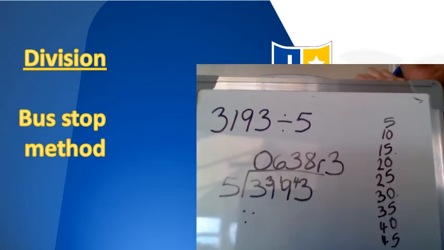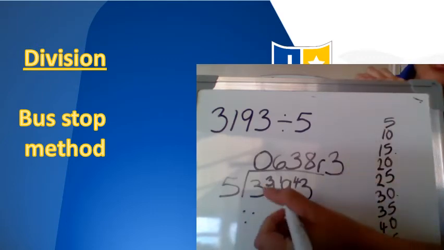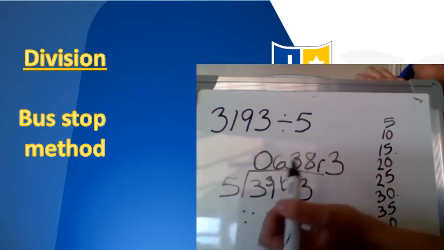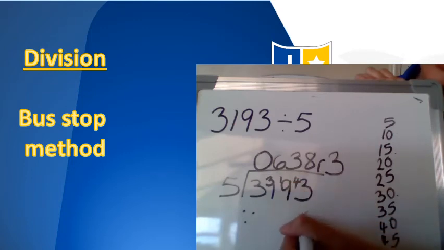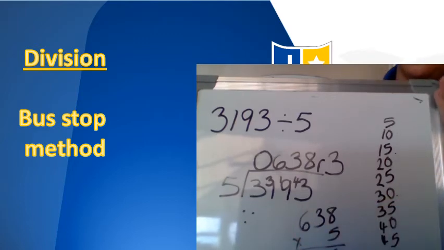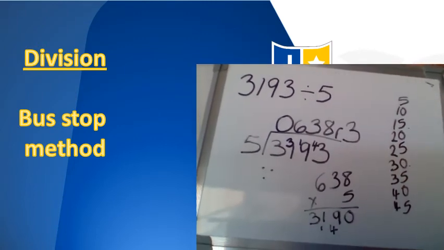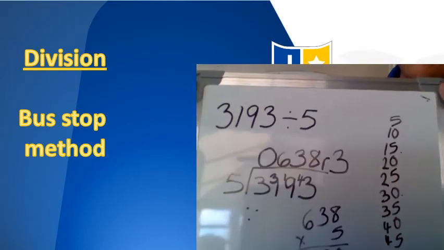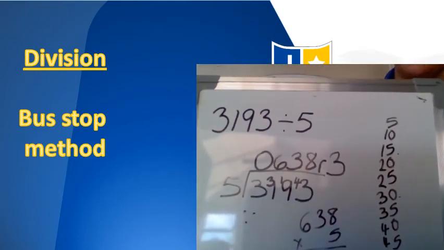To check it, remember, it'd be brilliant to see some checking today. We multiply our answer by our divisor and then add on the remainder at the end. So 638 times 5 is, so 8 times 5 is 40, 3 times 5 is 15, add 4 is 19, 6 times 5 is 30, add 1 is 31. 3,190, add the remainder, add the 3 is what we began with, 3,193.